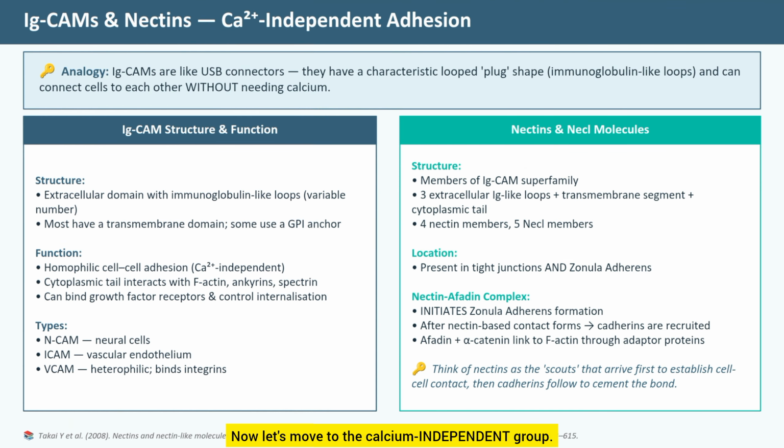Now let's move to the calcium-independent group. First, IgCAMs, or immunoglobulin-like cell adhesion molecules. The name tells you the structure. They have an extracellular domain with immunoglobulin-like loops. These are the same kind of loops you see in antibodies. The number of loops varies between different IgCAMs.